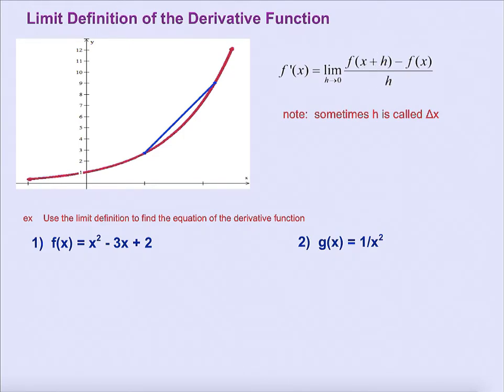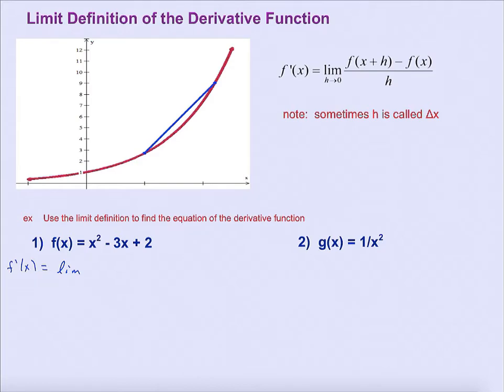So let's take a look at an example here. We'll actually do two examples and see them both in action. So if f of x is x squared minus 3x plus 2, and we want f prime of x, the derivative function for f, or the function rule that we could plug x into to find the rate of change at any point we wanted, it would have to be the limit of the difference quotient, which is f of x plus h, which is a little bit tricky to write.